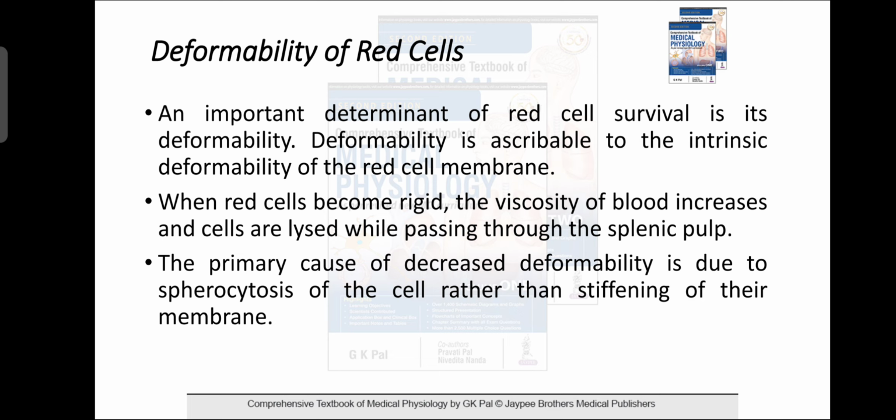Deformability of the RBC is an important determinant of RBC survival. Deformability is ascribed to the intrinsic deformity of the RBC membrane. So when the RBC becomes rigid, the viscosity of the blood increases and cells are lysed while passing through the splenic pulp. The primary cause of the decreased deformability is the spherocytosis of the cell rather than the stiffening of their membrane.